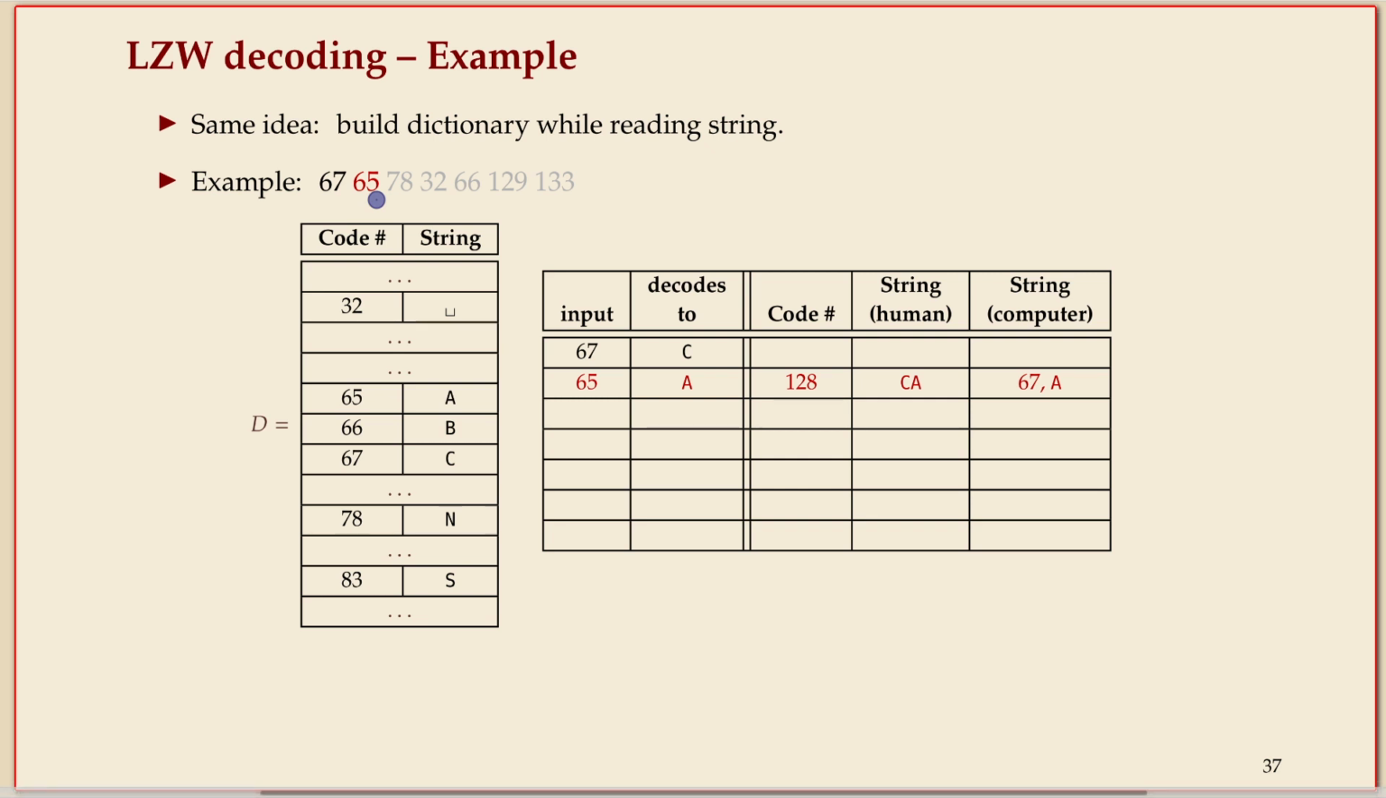So we move on to the second code word, decode what that is. It's again a single character, so we read that from the dictionary. We find the A, and now we add a new phrase to the dictionary, namely the previous phrase plus the first character of the current phrase. So that's CA.